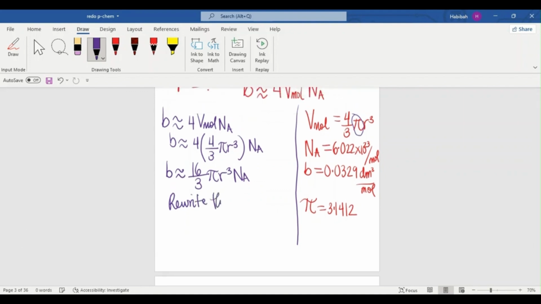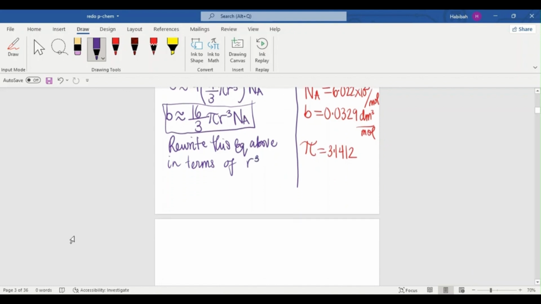So we rewrite this equation above. This equation right here, we're going to rewrite it in terms of r cubed. So rewriting this equation in terms of r cubed, what you end up with is simply r cubed. Let me write it here, on a fresh page, equals 3B divided by 16 pi Na. So this is how you get it. That is basically the work.